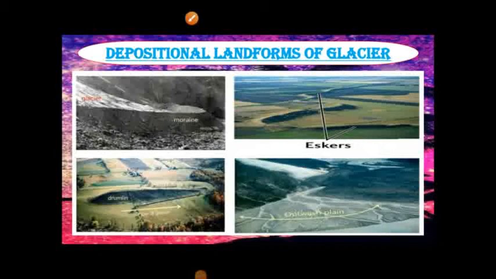Esker. A long narrow ridge composed of boulders, gravel and sand deposited by streams of melting water which run parallel to a glacier is called an esker. Outwash plain. An outwash plain consists of glacial sediments deposited by the melting ice at the terminus of a glacier. It appears as an extensive accumulation of sand, gravel and silt.